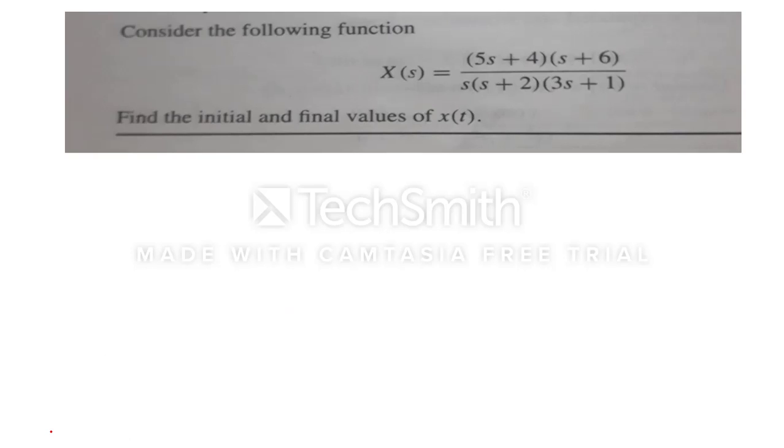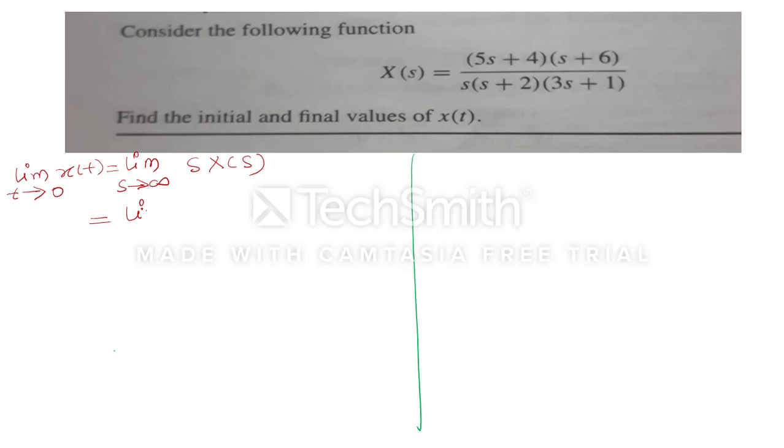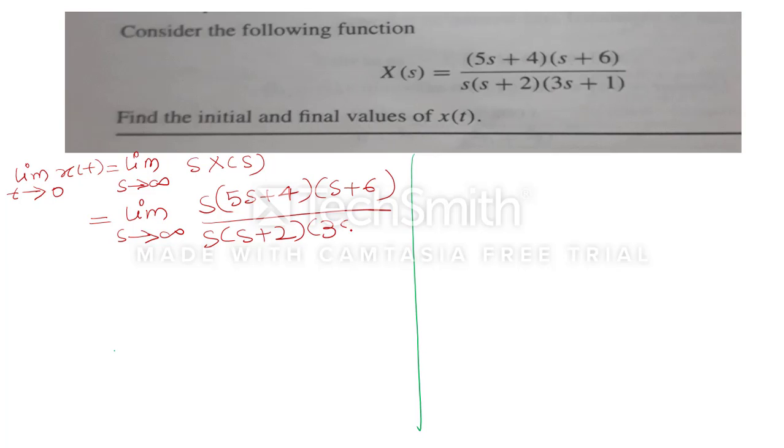Now we will take a few numericals based on final and initial value. So first numerical, the expression is given to us and we have to find the initial and final value. So first I am finding initial value. We know that for initial value, t tending to 0 x(t), or in frequency domain we will write limit s tending to infinity s X(s). So here we will put the value of X(s): s multiplied by (5s plus 4)(s plus 6) upon (s plus 2)(3s plus 1).